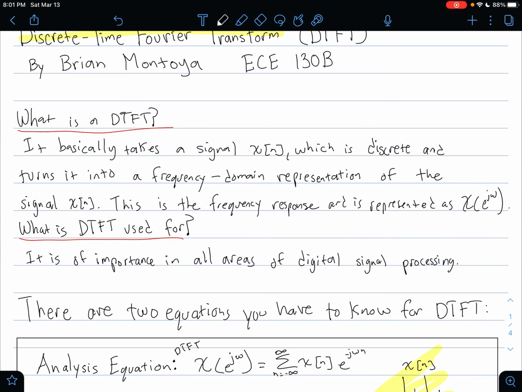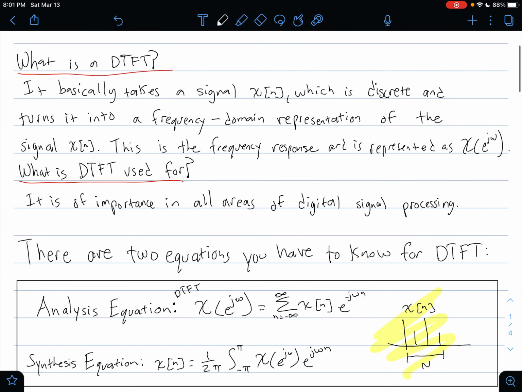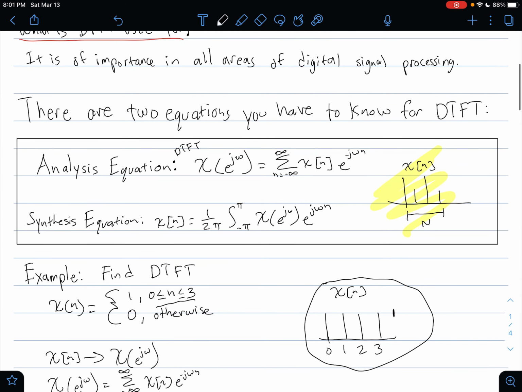What is a DTFT? What a DTFT basically does is take a discrete signal and turn it into a frequency domain representation of the signal x of n. This is basically what the frequency response is, and it is also represented as capital X of e to the j omega. There are two main equations you have to know for a DTFT.